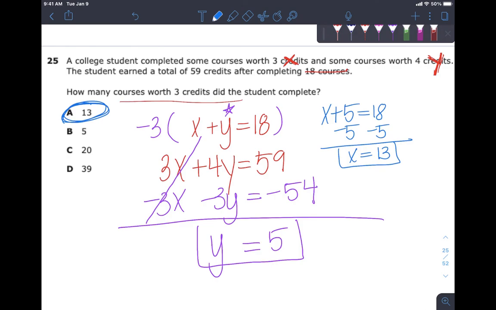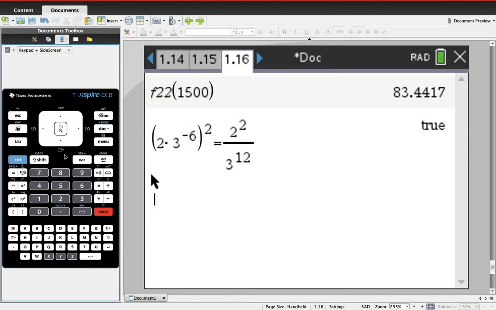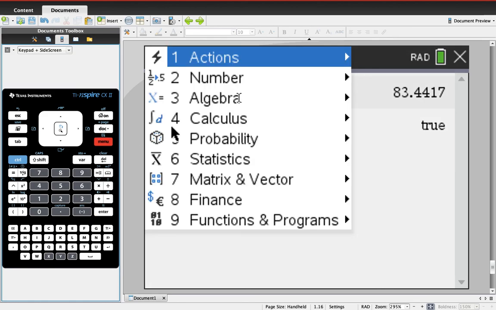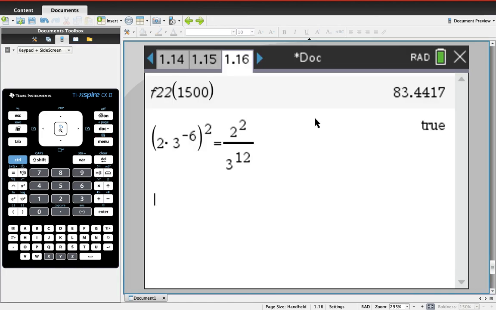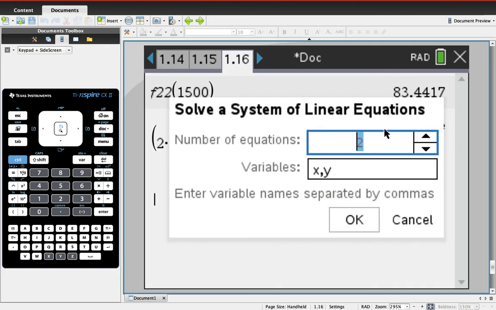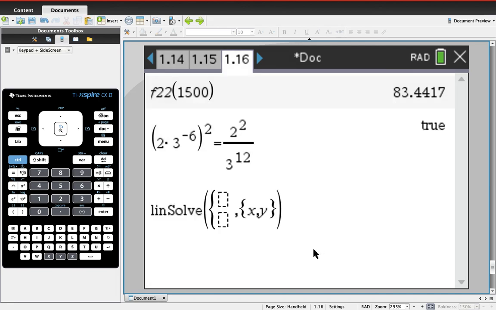Now, let's say I didn't remember how to do this elimination, or I was running out of time and needed to hurry up. Let's go over to our calculator. I should be on a calculator screen, and I'm going to hit Menu, Algebra, Solve System of Linear Equations. It's going to ask me, I don't change any of this. I'm going to hit OK.